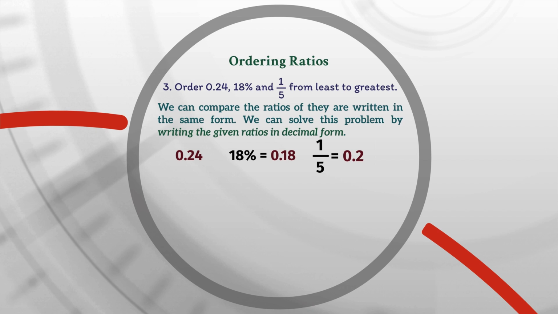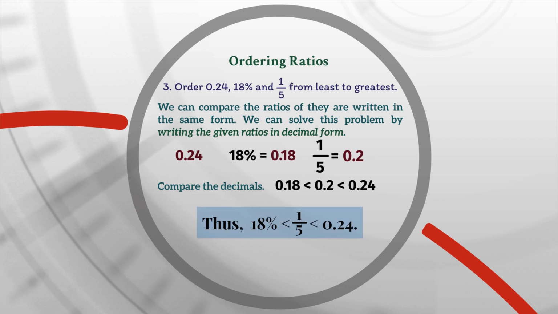Now, all the numbers are in the same form, and it's time to compare the decimals. As you can see, 0.18 is less than 0.2, and 0.2 is less than 0.24. Thus, the order from least to greatest is 18%, 1/5, and 0.24.